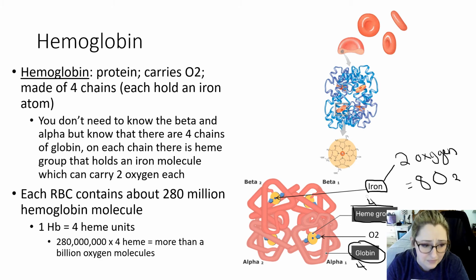So, if you have 280 million hemoglobin making up a single red blood cell, we multiply that by 4. That means we're going to get somewhere over 1 billion oxygen molecules. So kind of keep that in mind, how that math kind of works out. But honestly, the only thing I really, really desperately want you to know is that one hemoglobin can hold 8 oxygen.